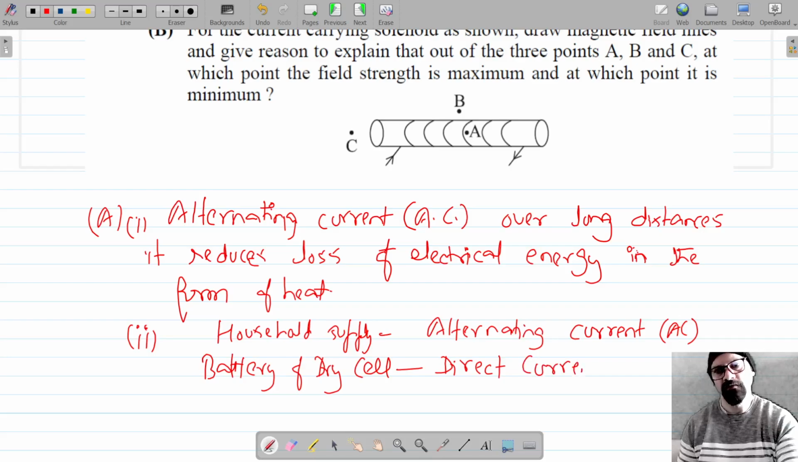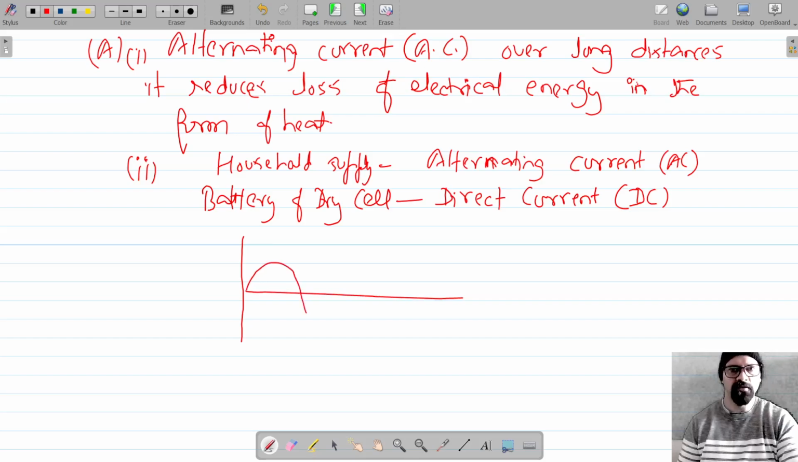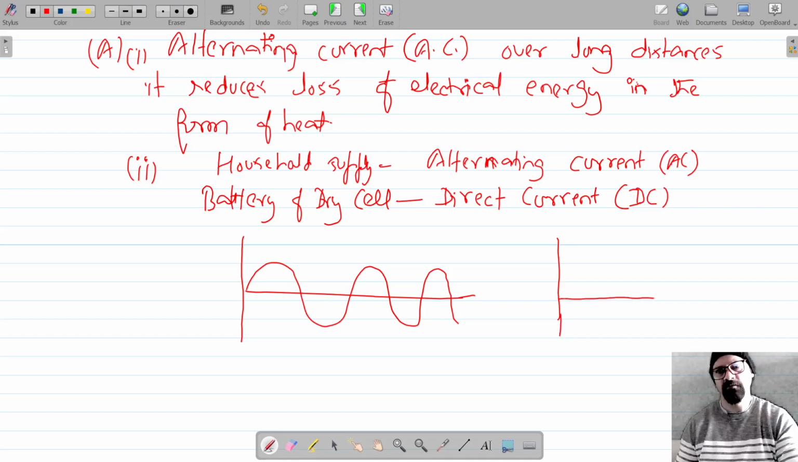Which is called DC. DC is a current which is unidirectional, its direction does not change, and in alternating current, the direction changes. If you want to draw the graph for the alternating current, this is how it goes. And for the direct current, it's unidirectional with the passage of time. It does not change its direction, it's constant. So this is DC and this is AC current.